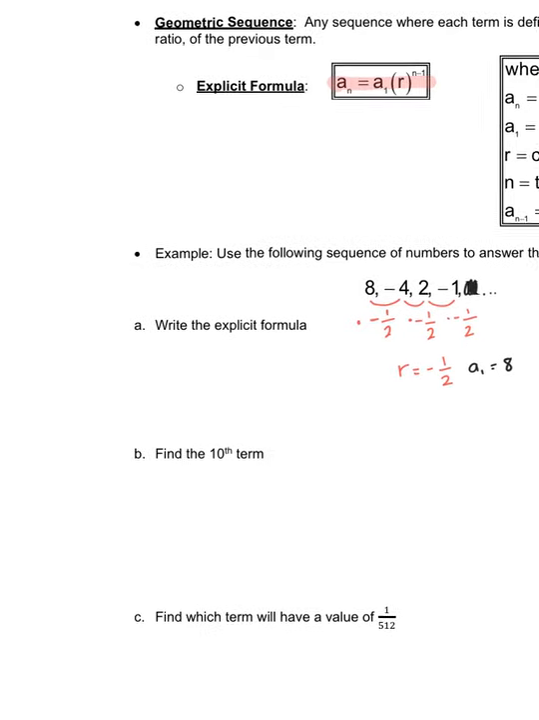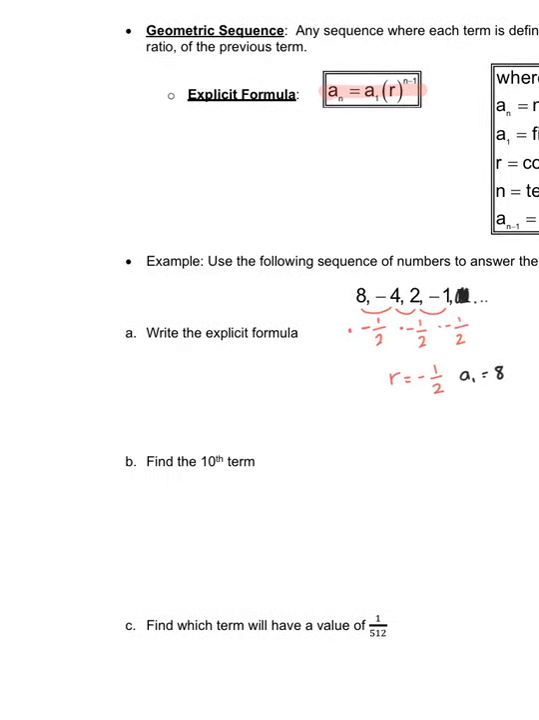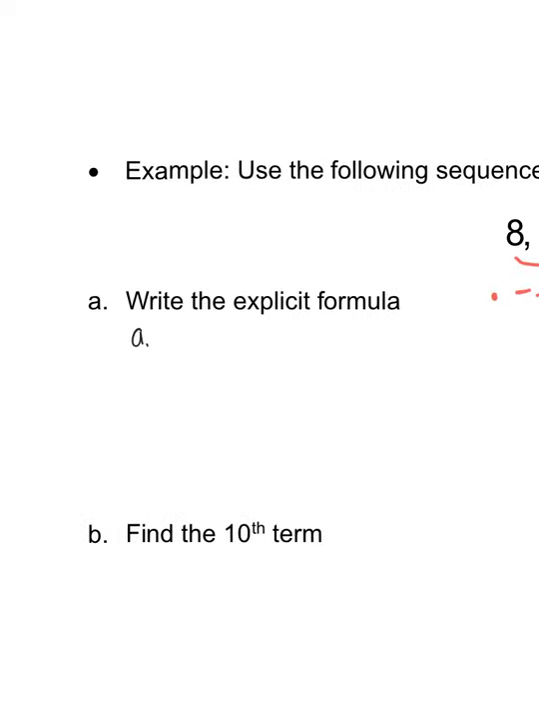So when I write my formula, we've got a sub n is equal to a1 times r to the n minus 1. So I'm going to replace a1 with 8. R, we said, was -1/2. And then I've got n minus 1. So this is my formula.